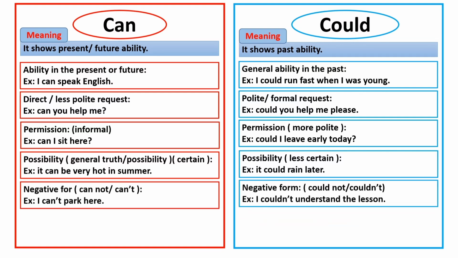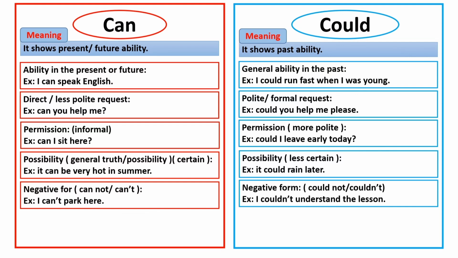The negative form of can is cannot or can't. I can't park here. And the negative form of could is could not or couldn't. I couldn't understand the lesson.